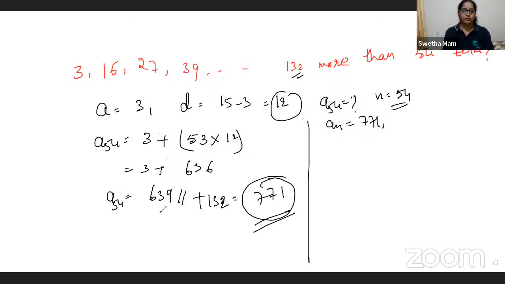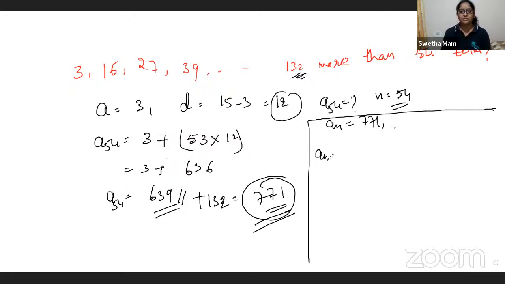So A54 is 639. So 132 more than this term, they ask. So we added 132. So we have got 771. So take this as an, the last number. Now we are finding n. Which term will be 771?